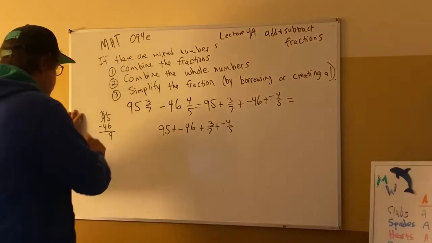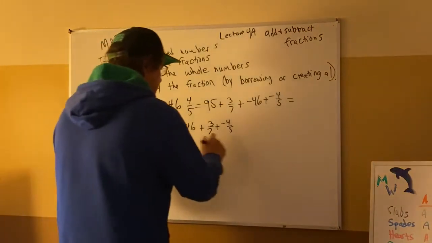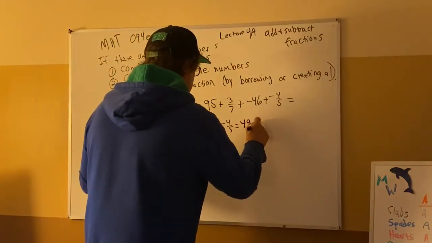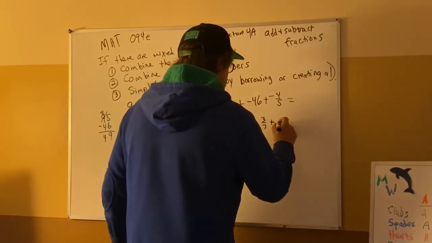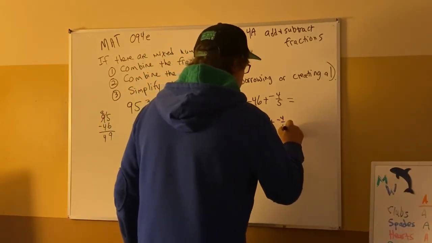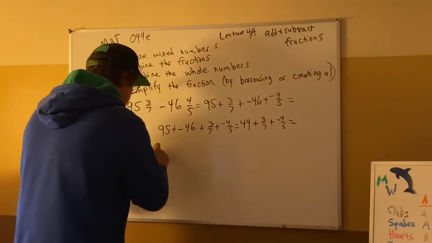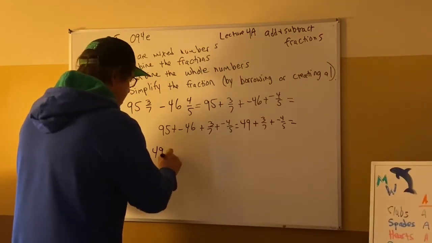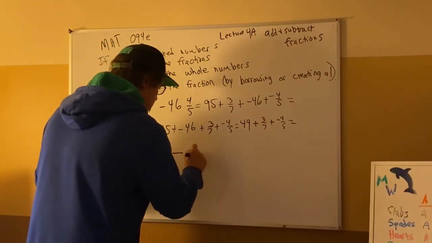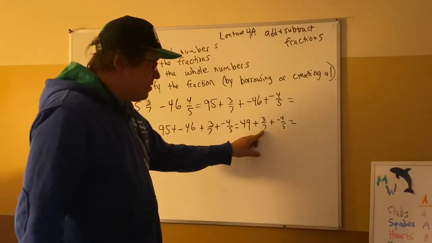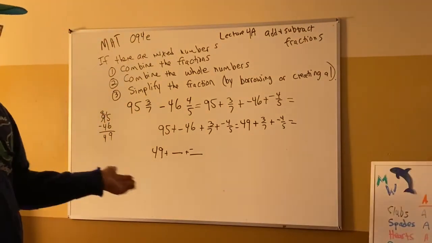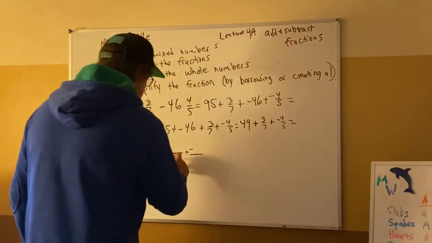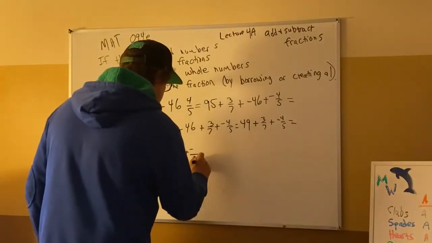8 minus 4 here is nice to get me 49. So all that stuff gets me 49. Plus, I still got my 3 over 7, plus I have my negative 4 over 5. So, I'll keep my 49 in front, and I will go for my common denominator. 7 is biggest. 7, 14, 21, 28. None of those divide by 5. 35 does, and that's where I'm going to land. 35.